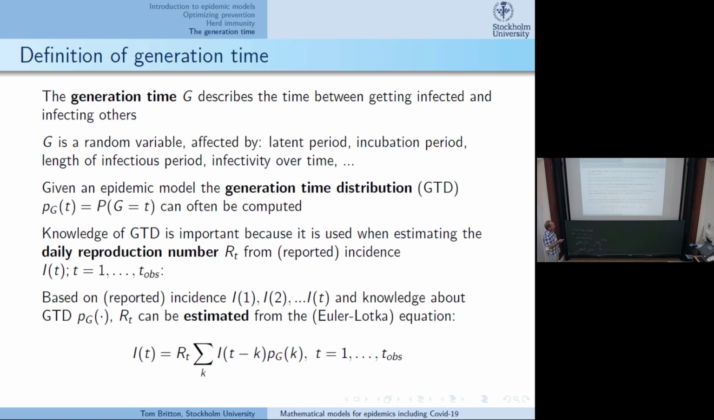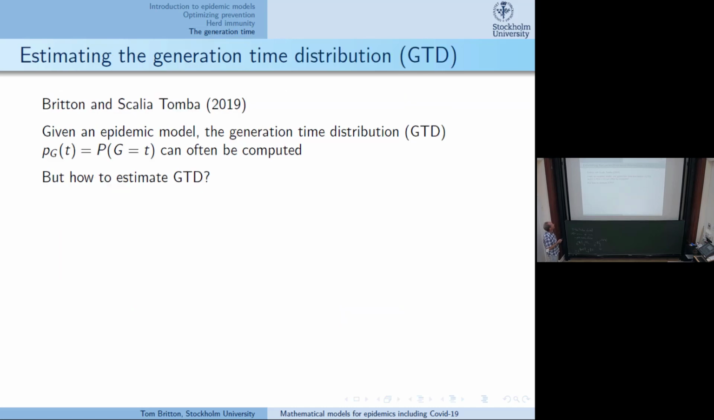But it assumes that you know what is the generation time distribution, and that is something that is quite hard to find out about. How do you estimate it?